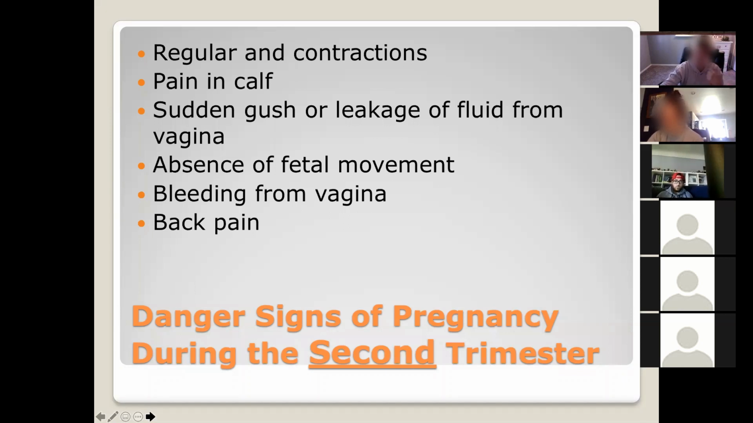If mom's not feeling that fetal movement, so again, looking at those fetal kick counts. Bleeding. Back pain, so looking for signs of kidney pain. Also, back pain can be a sign of labor and contractions, so we want to look for that.